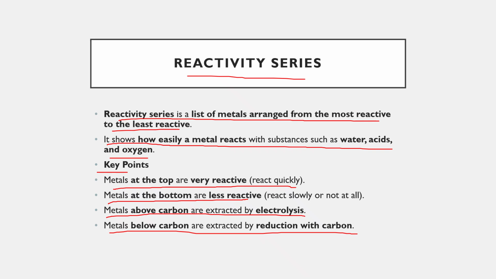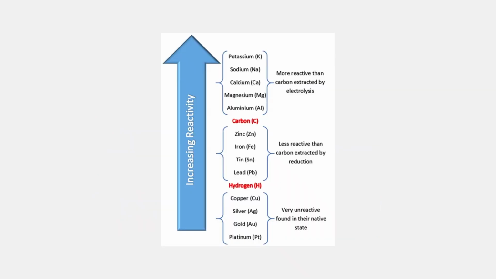Okay students, so in simple words, what do you mean by reactivity series? Reactivity series is the list of metals arranged from the most reactive to the least reactive. It shows how easily a metal reacts with substances such as water, acid and oxygen. And here are the four key points: metals at the top are very reactive, metals at the bottom are less reactive, metals above carbon are extracted by electrolysis, and metals below carbon are extracted by reduction with carbon.